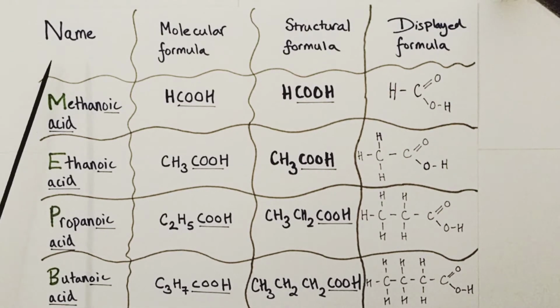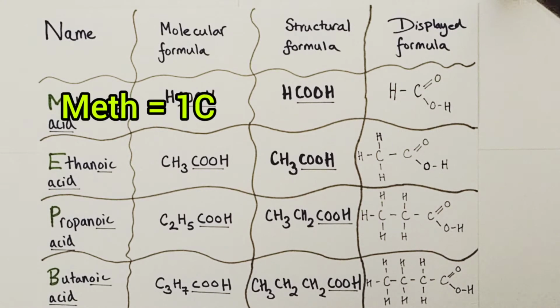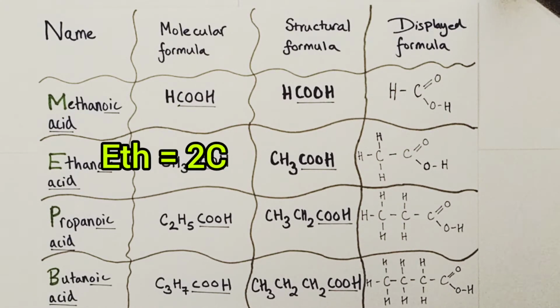So let's start off with the nomenclature, the naming of this particular homologous series. We've got meth, eth, prop, but, and it would go pent, hex. So each of those prefixes tells about the number of carbons present within the molecule. Meth stands for 1 carbon, eth for 2 carbons, prop for 3 carbons, but for 4 carbons, pent for 5 carbons, and hex for 6 carbons.